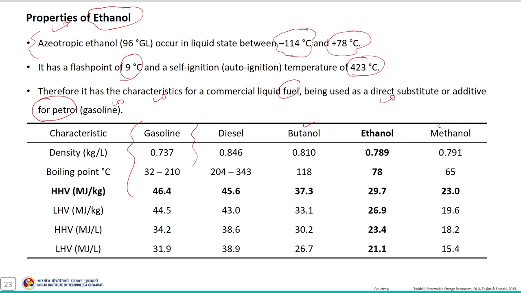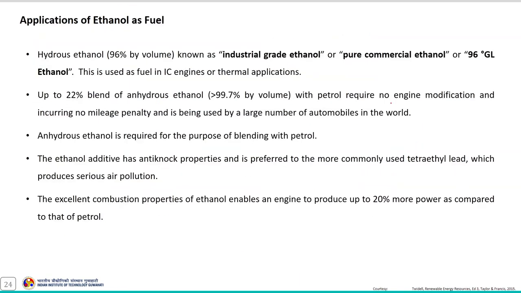So, the comparative analysis here indicates that ethanol has slightly higher density compared to that of gasoline. However, its boiling point is 78 degrees Celsius, which is in the range of gasoline. However, the heating value of ethanol is relatively low compared to that of gasoline. Lastly, the application of ethanol as fuel. The hydrous ethanol, which is also known as industrial grade ethanol or pure commercial ethanol or 96 degree GL ethanol, is used as fuel in IC engines or thermal applications.